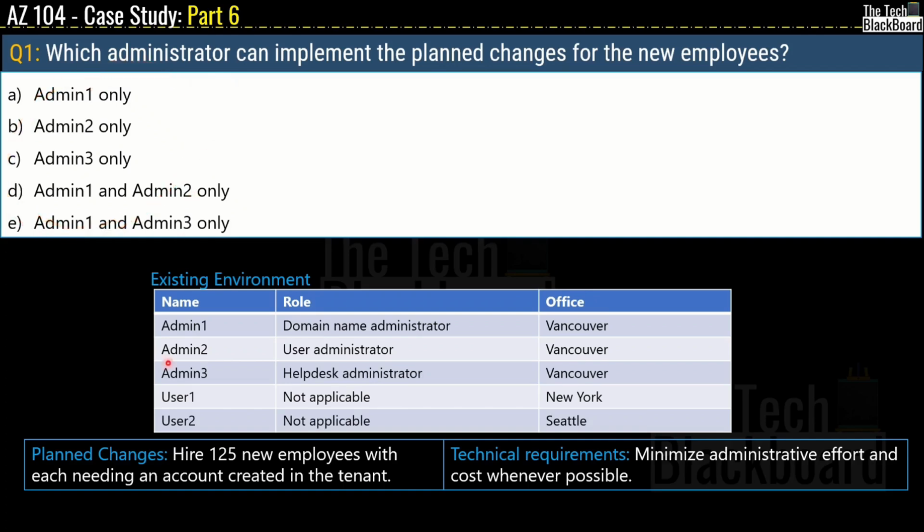Then the second relevant section from the case study is planned changes. Here you can see that we have hired 125 new employees. So here we are basically talking about more number of employees, or you can also say that there is some bulk operation needed. Then one more section from the case study is technical requirements.